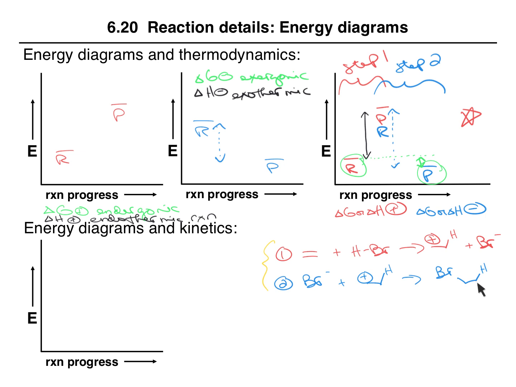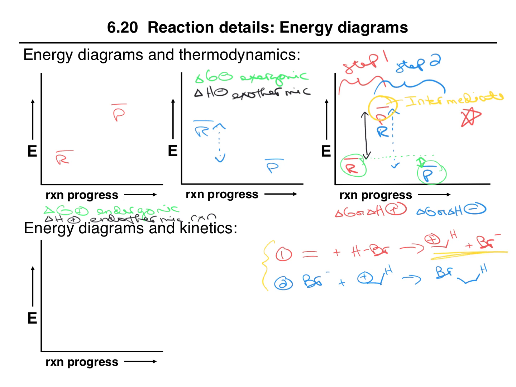This is our product. And so what we have here would be the intermediates. And so on the energy diagram, this represents the energy of the products of the first step or the reactants of the second step. So this is the reaction intermediate. Or in this case, we have a pair of intermediates.